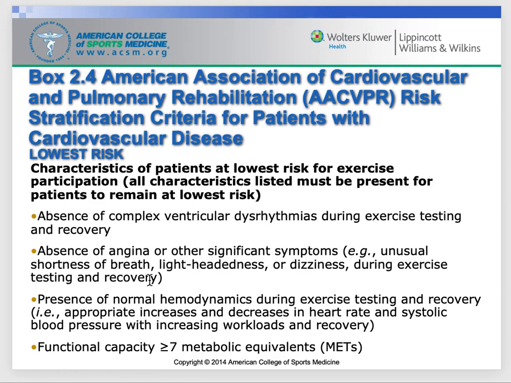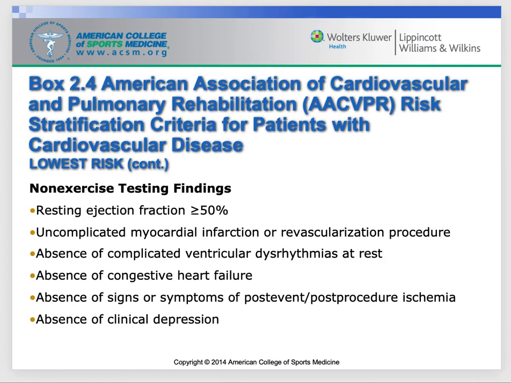Their hemodynamics with exercise are normal, right? So increases and decreases in heart rate and systolic blood pressure with increasing workloads. And they're able to exercise above a 7-MET level. My guess is all of us in this lecture, we would say, okay, that's me. I don't have any EKGs. I have no angina, no shortness of breath. My blood pressure, heart rate, everything is good, and all of you can exercise above 7 METs. Obviously, I can't see you, but I'm making that assumption.